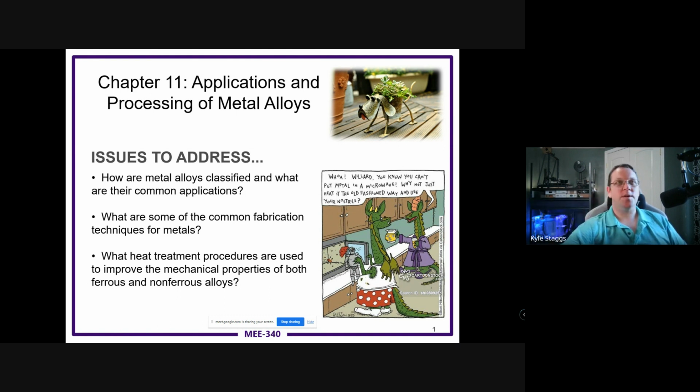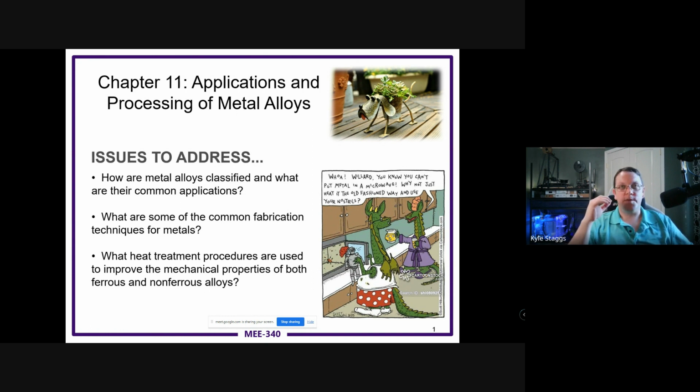Okay, chapter 11. So we're talking about applications and processing of alloys. You guys have had some partial death by phase diagrams, which is okay. There's a lot of useful information there, but something we'll want to keep in mind: we're going to talk more about phase diagrams, do a quick overview so that you guys have a chance to see exactly what's happening.